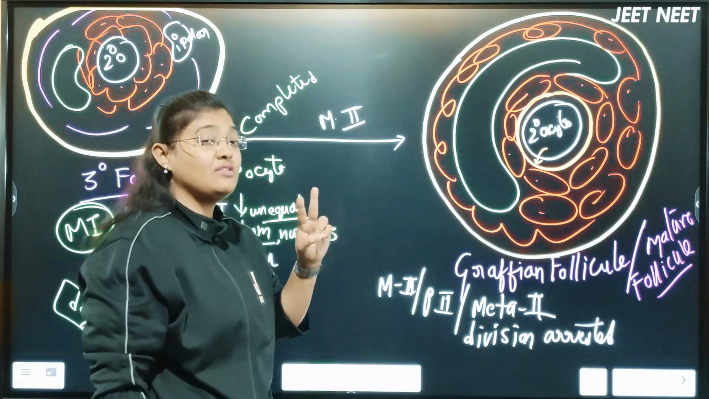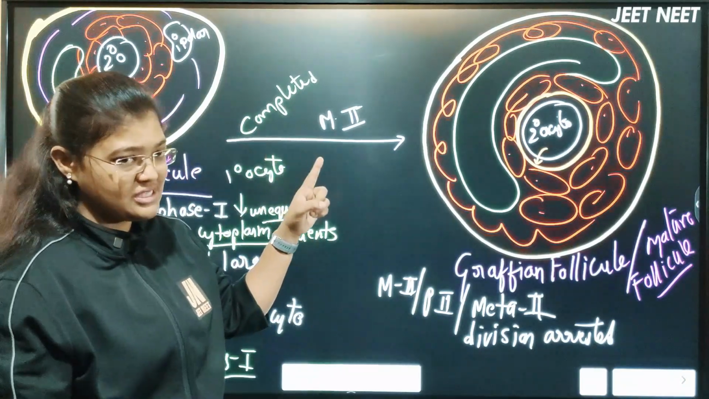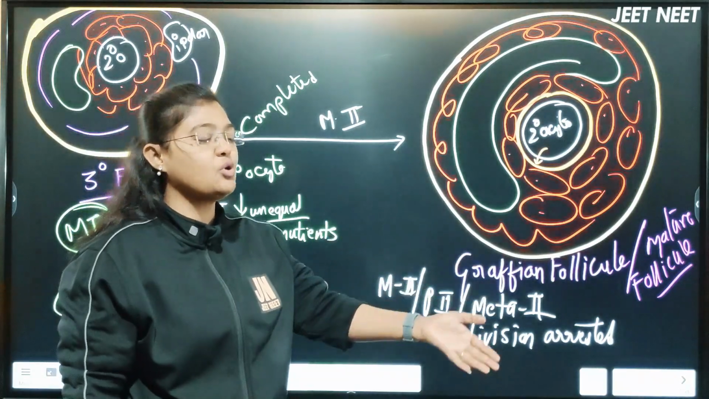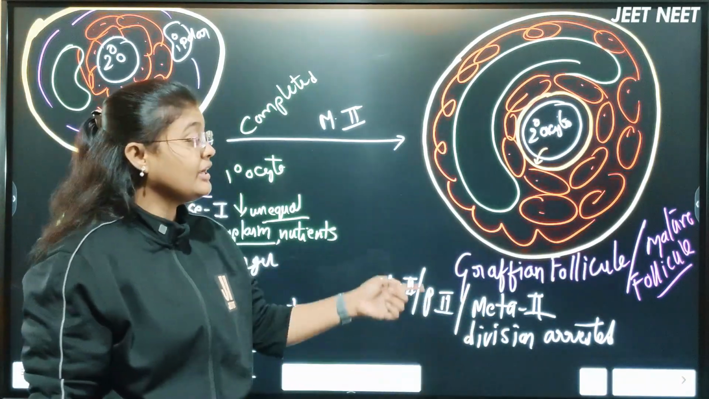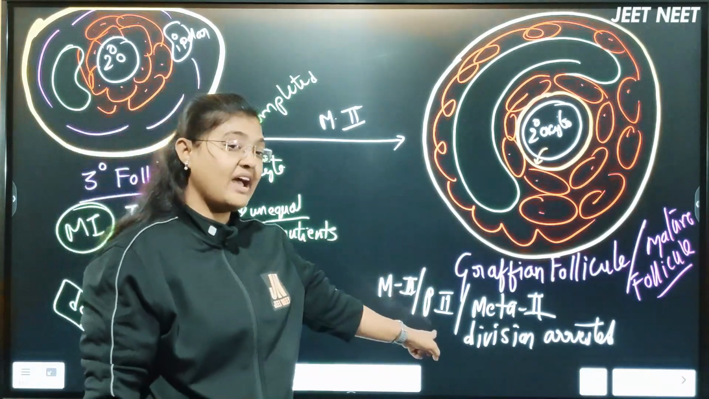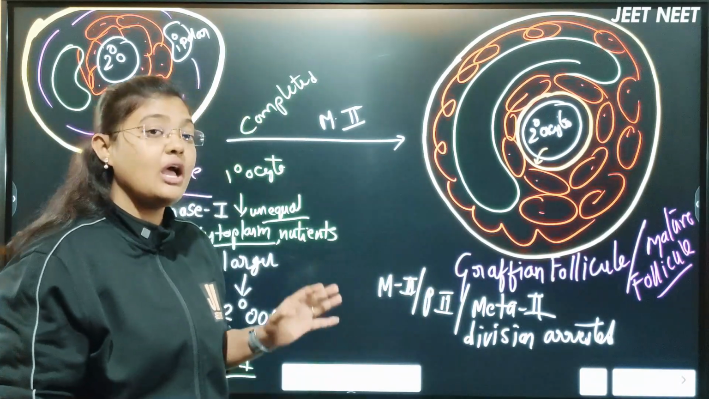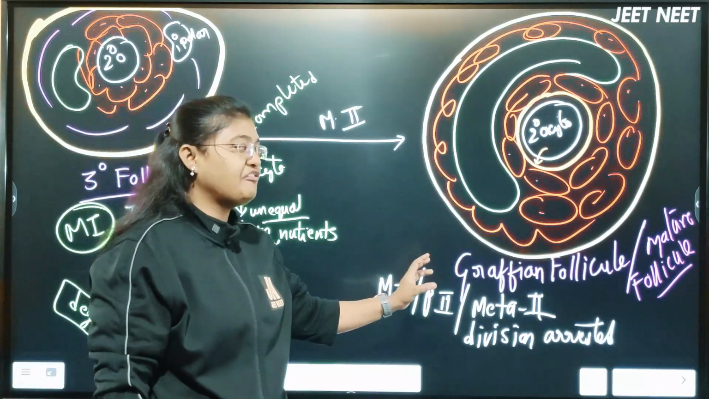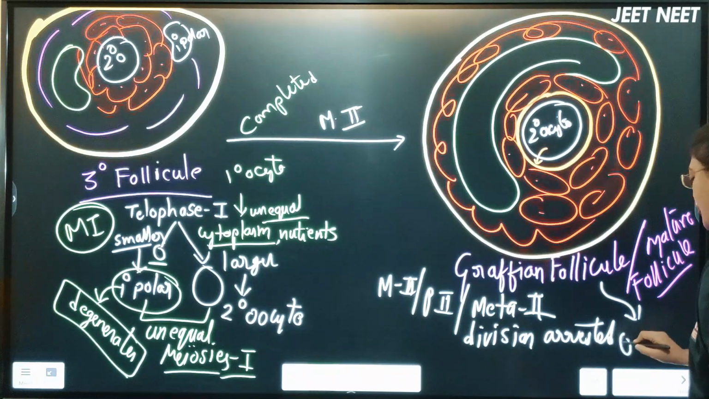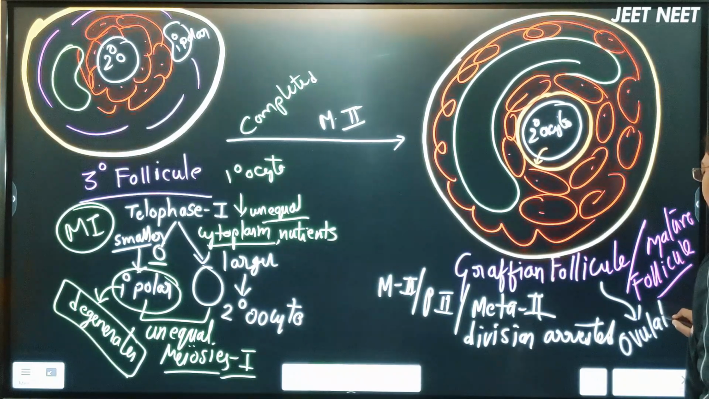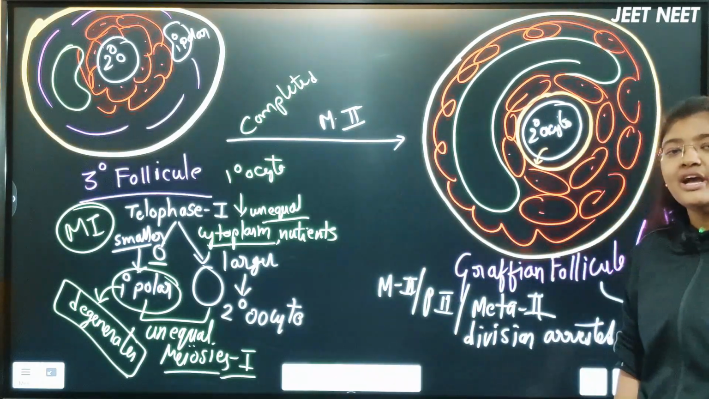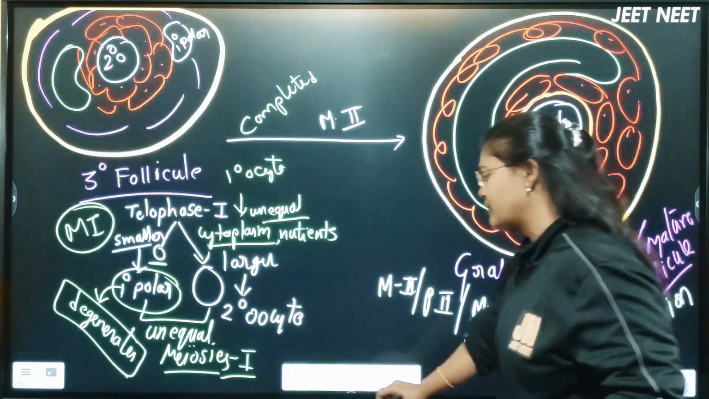How many times until now has the division got arrested? Two times. One is in meiosis 1, prophase 1, diplotene stage, because the baby is getting ready for parturition. Now again, the second time, in meiosis 2, metaphase 2, the division got arrested because the Graafian follicle has become mature and is now ready for the process called ovulation. All these things are happening in which place? The ovarian cortex region.